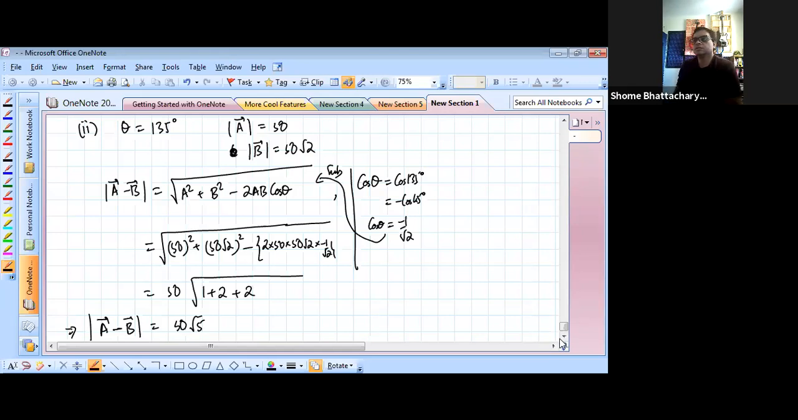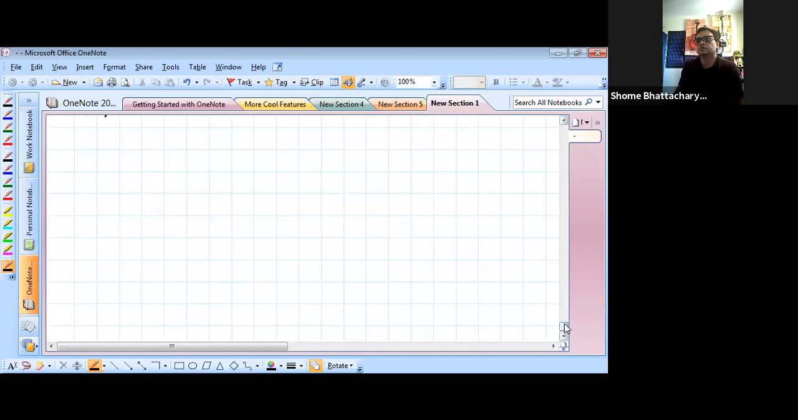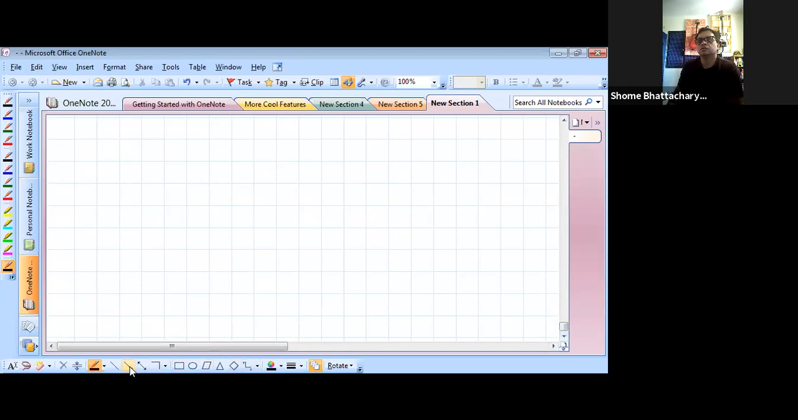Okay, so let's look at the vector diagram and understand it from there. So here, if vector A is like this, of magnitude 50, in comparison, what does vector B look like? It's at 135 degrees to A. So B looks like this.